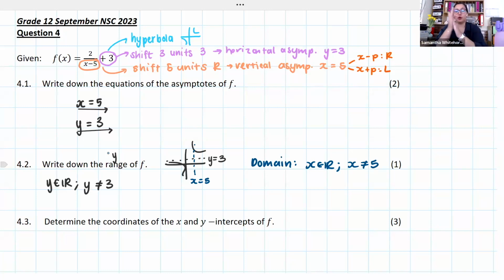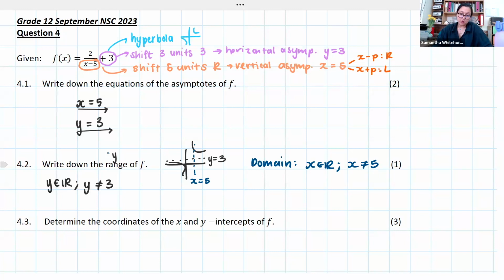So just remember, for a hyperbola, it's element of real for domain or range, and then you just exclude whatever the asymptote is. That is on the summary notes that I put on Google Classroom. So just go back to those if you are feeling a bit confused.